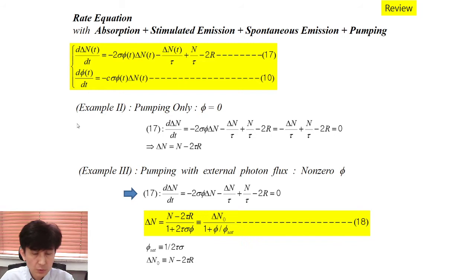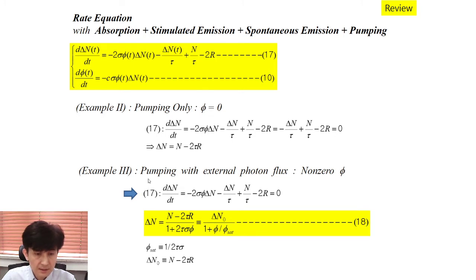We have considered two simple examples. First one is the pumping only, where there is no input photon coming into the medium. In a steady state, from equation 17, d delta n over dt is 0, so we obtained that delta n is equal to n minus 2 tau r when there is no external photon or cavity in a medium.